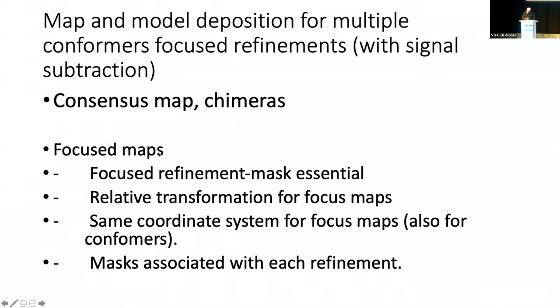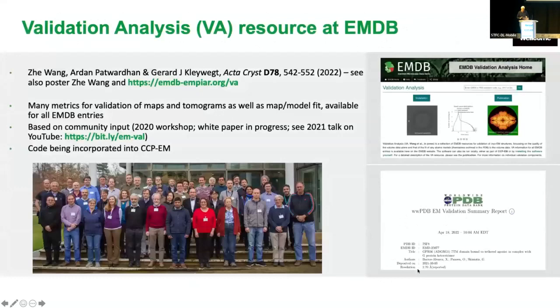The idea that for focused maps, one should be communicating to colleagues what the refinement mask is. There should be an idea of what the relative transformations are between those focused maps. That is, everything should somehow be in the same coordinate system so that we can understand and validate. That's also true for conformers. And then the masks associated with every refinement. Okay, so these are general ideas, which I think certainly everyone here is working with and applying.